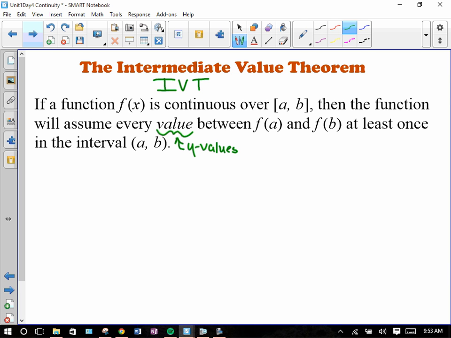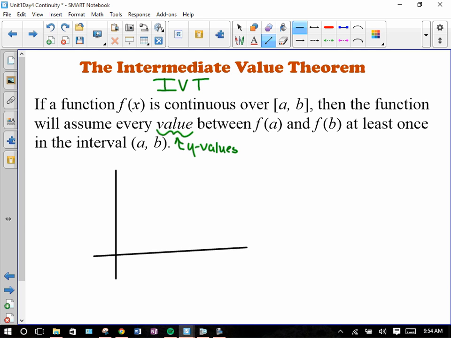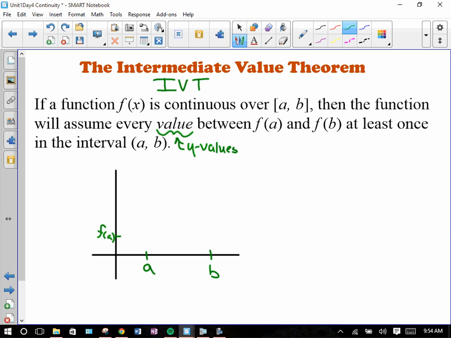Okay. So what that's saying is, if I have a function and have, let's see, a, b, and something like this. Well, this is f of a, so f of a is right here. F of b, say right here. Let's just say f of a is 2. Let's say f of b is, say, 9.